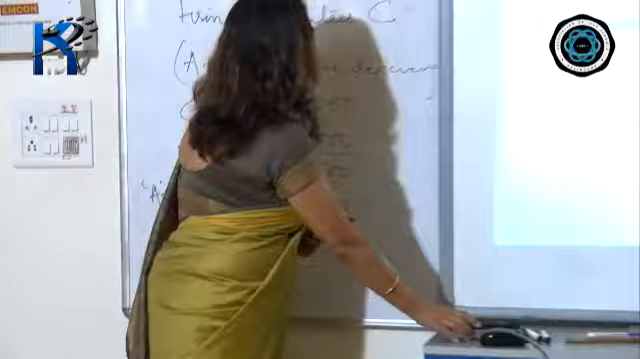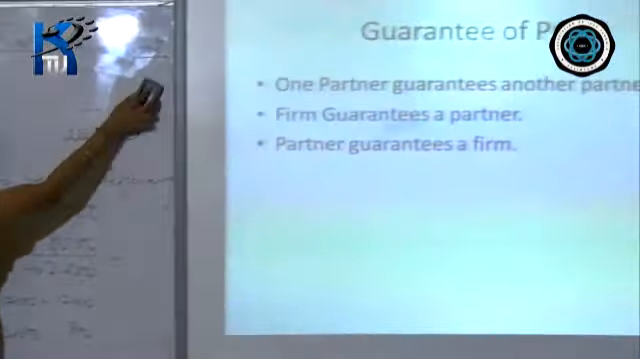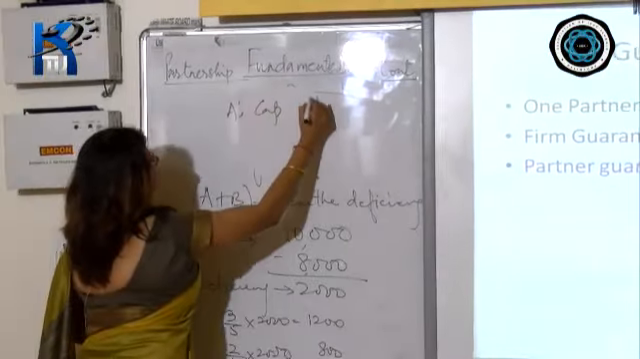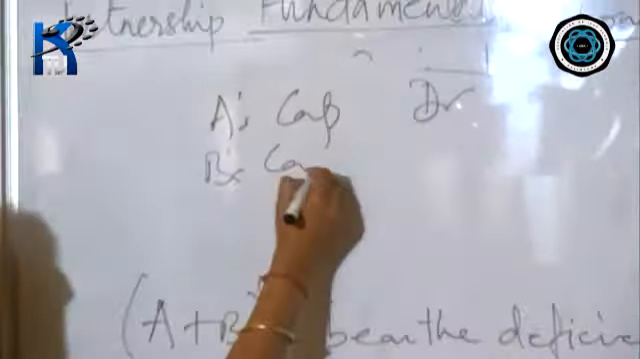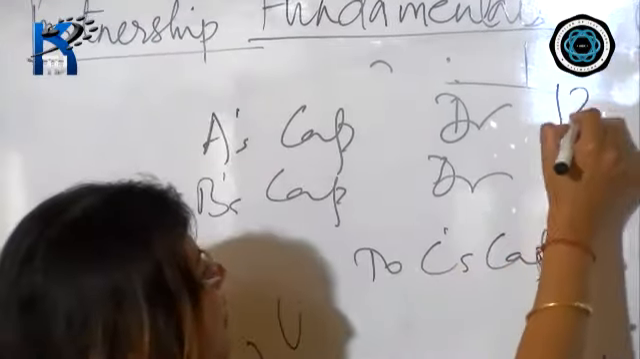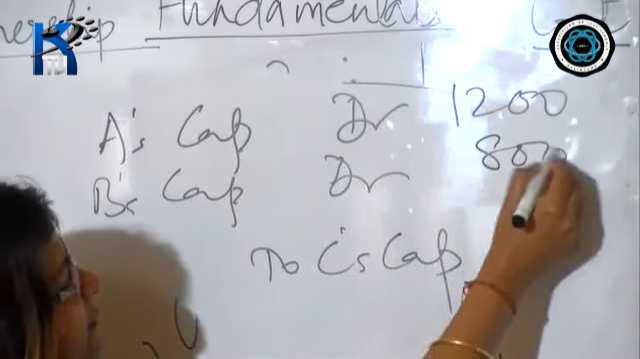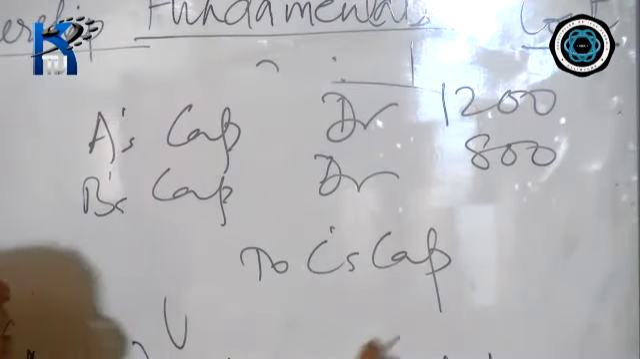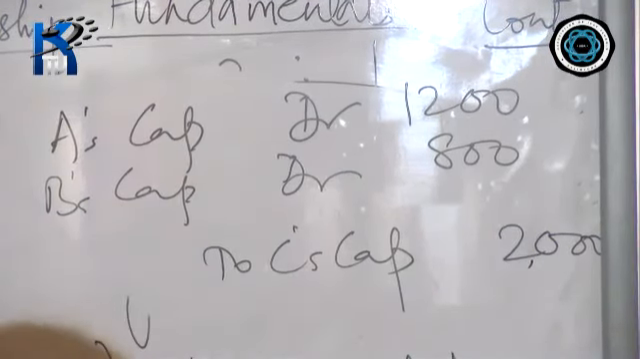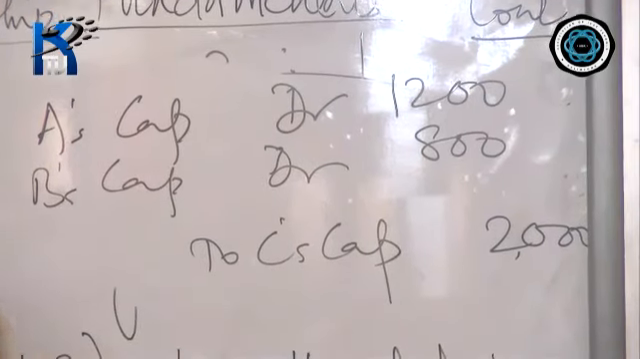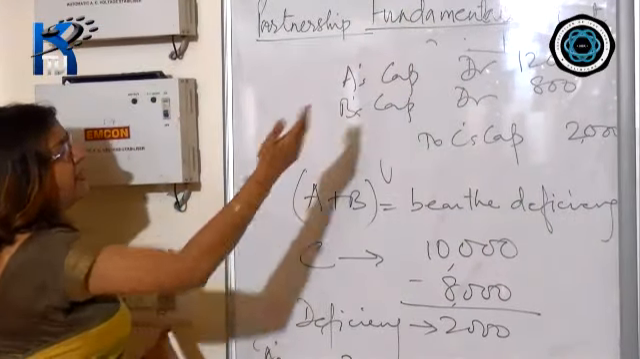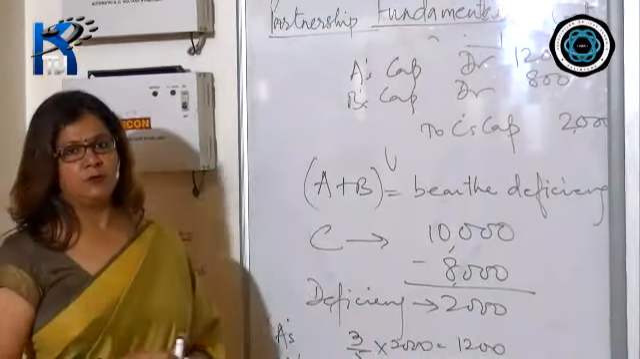And what will be the journal in this case? The journal would be A's capital debit, B's capital debit to C's capital. Both of them are giving, A is giving 1,200, B is giving 800, and C gets whatever was assured. C was assured a sum of 10,000, he got 8,000 from the firm, and the remaining 2,000 deficiency he will be getting from A and B in their profit sharing ratio. This is how it goes.